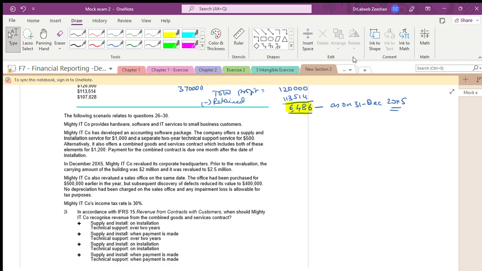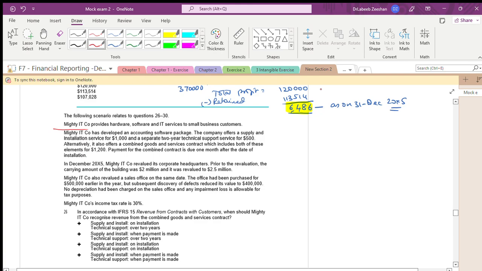Okay. Now, Mighty has the following relates to that. We'll complete these 5 questions and then we'll stop. Mighty provides hardware, software, fine. We don't want this. Mighty has developed an accounting software.